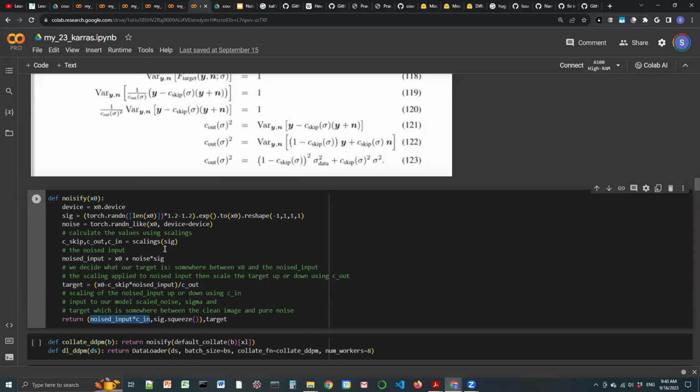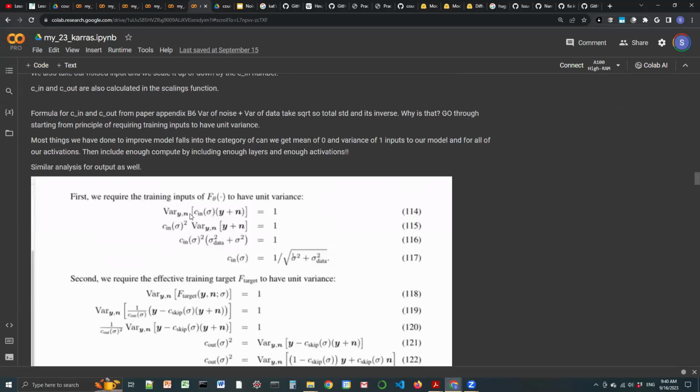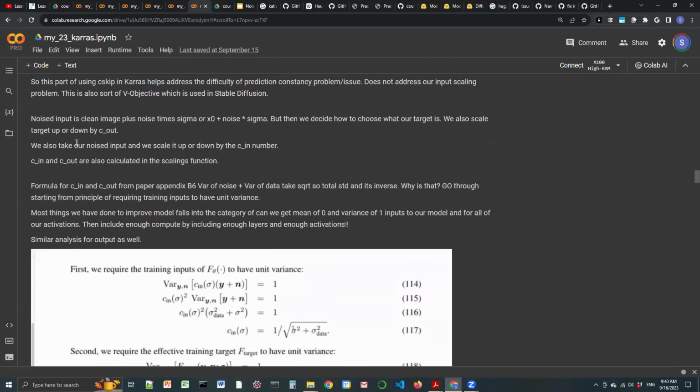Now, to understand c_in, let's look at the c_in equation. If you go back and look at the appendix of the paper, they talk about how c_in and c_out, which also come out of this scaling equation, are obtained. So what he points out is that what they do is fairly simple, at least as pertaining to c_in.